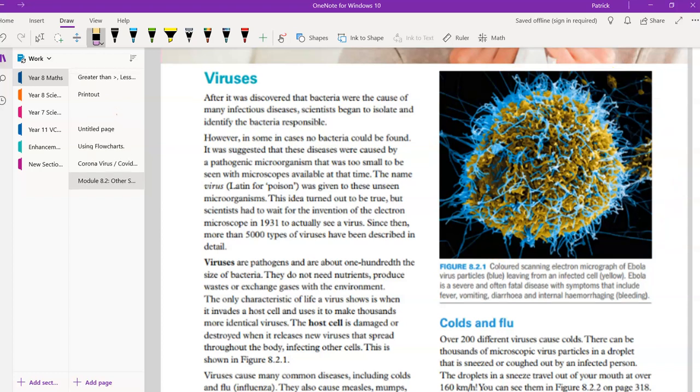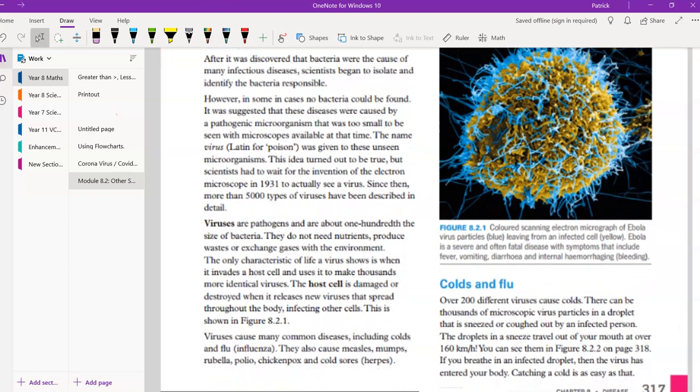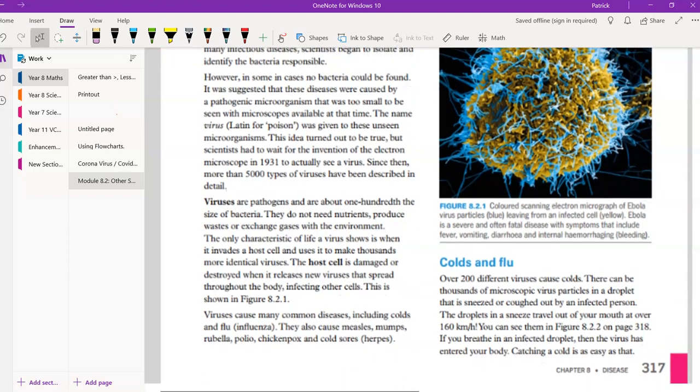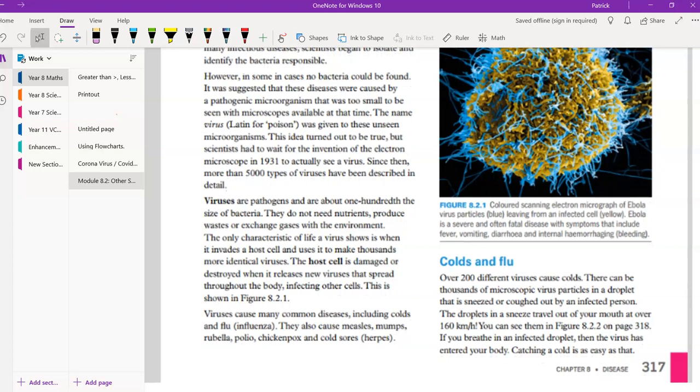Now, viruses are a source of infection, and they are a pathogen, but unlike a bacterial one, the virus pathogen is only very tiny. When it's looking for a host cell, and when it comes in, the host cell is damaged or destroyed. Right? So we have to remember that viruses cause many of the most common diseases.